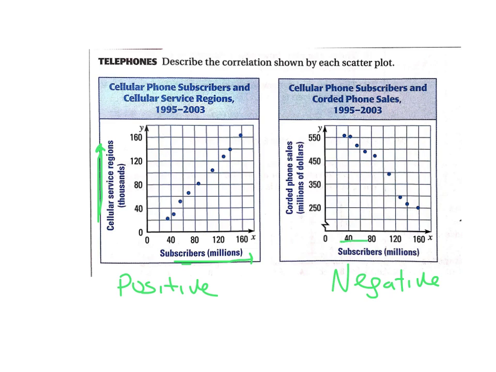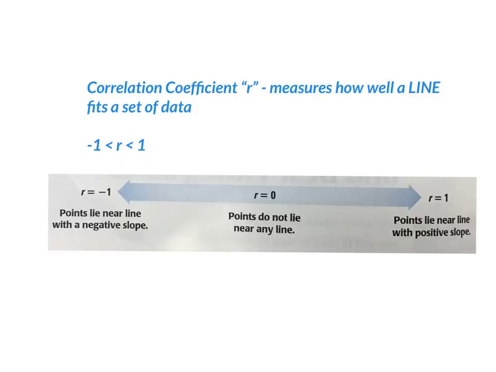Let's look at what it says. Subscribers to cell phone services is going up. Well, that's happening. Corded phones, you may not even know what those are. Those are the kinds that you have to plug in. Sales are obviously going down. That's obviously going to happen. The more cell phone subscribers there are, the fewer old-timey phones there are.